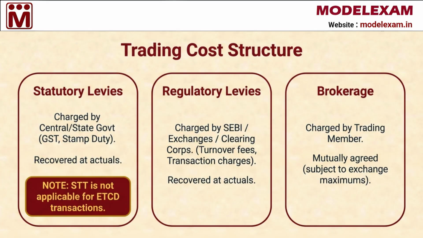Once we understand the safety boundaries, it is time to look at the actual costs you will face when trading in the ETCD market. There are three main types of costs: statutory levies like GST and stamp duty paid to the government, regulatory charges paid to SEBI or the exchange, and finally the brokerage you pay to your trading member. One very important thing to note is that the securities transaction tax or STT is not charged on currency derivative trades.